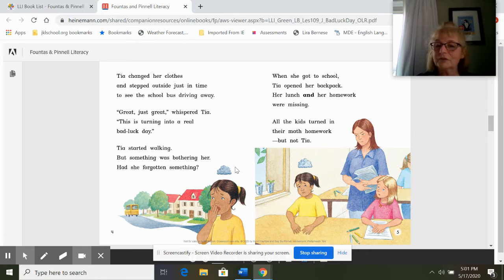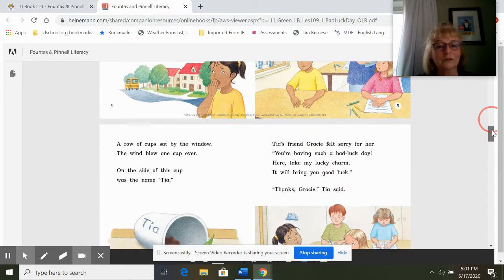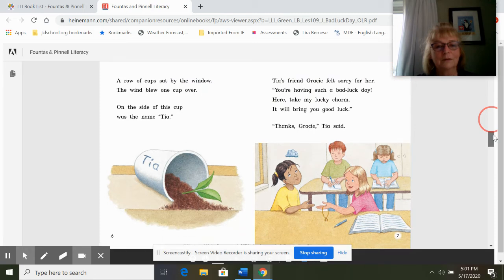Have you noticed this cloud hanging over Tia's head? Sometimes it can be said that you have a storm cloud over you when you're having a bad luck day. Let's see if that storm cloud stays over Tia throughout the story. Yep, here it is again. Look what happened to her science project.